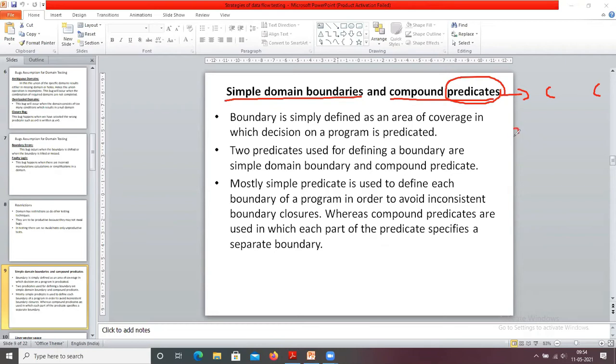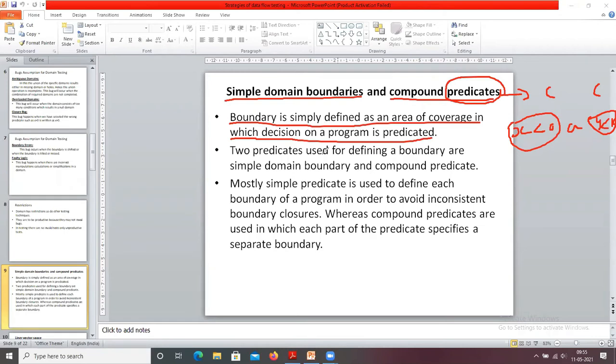For example, say x less than 0 and y less than 10. Let us assume this is the simple boundaries: x value is less than 0 and y value is less than 10. A compound predicate is nothing but more than one predicate here. A boundary is simply defined as an area of coverage in which a decision in a program is predicated. Here we define that x value is less than 0.